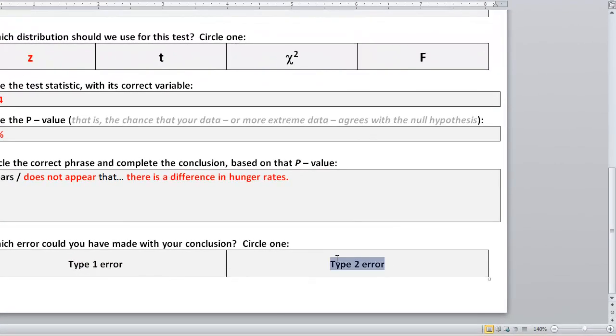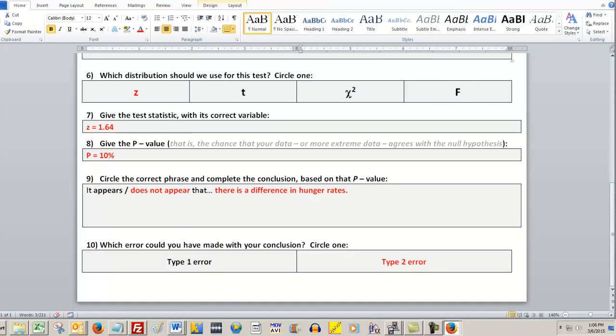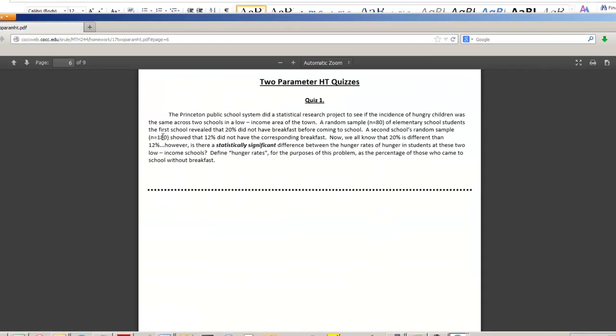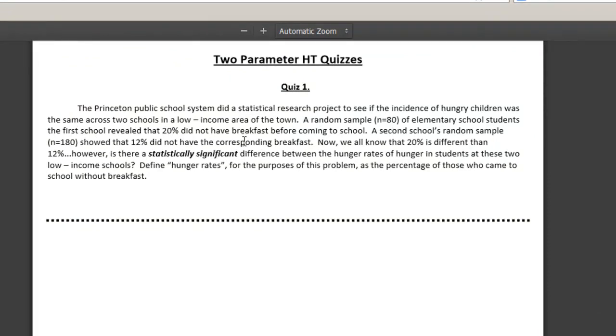And we could make a type 2 error because we're giving a negative test result. So that's the type 2 potential. Type 2, because of a large p-value, it does not look like these kids have a difference in hunger rates, even though 12% is less than 20%, because we only saw it over the course of a grand total of 260 kids. The difference doesn't pan out statistically significantly. All right, hope that helped. See you in class.